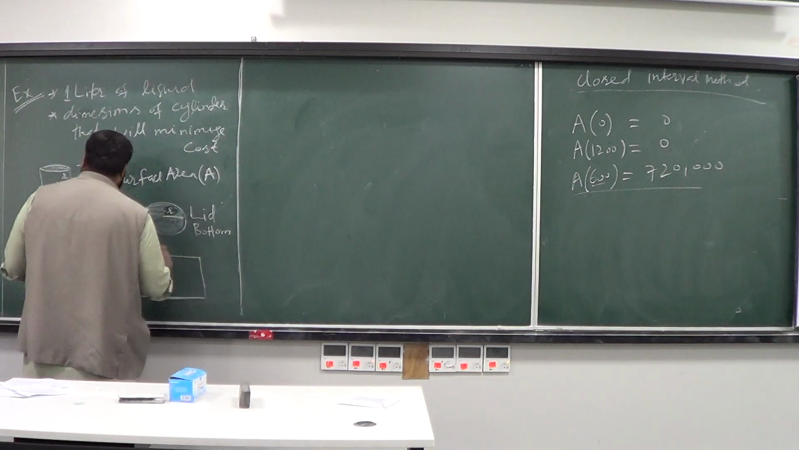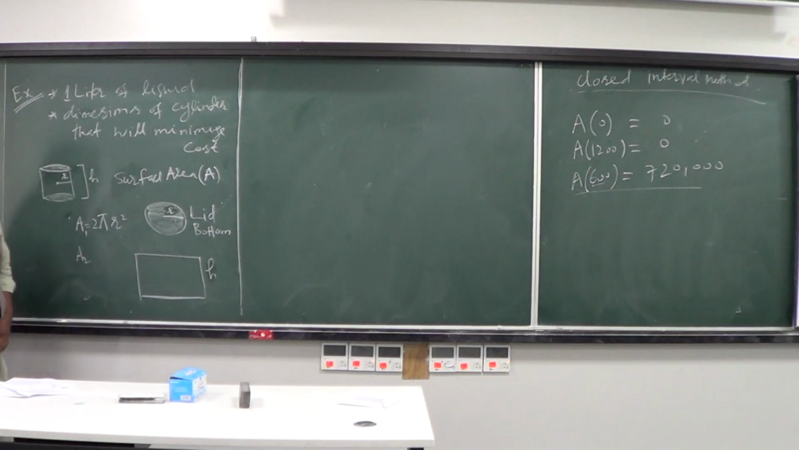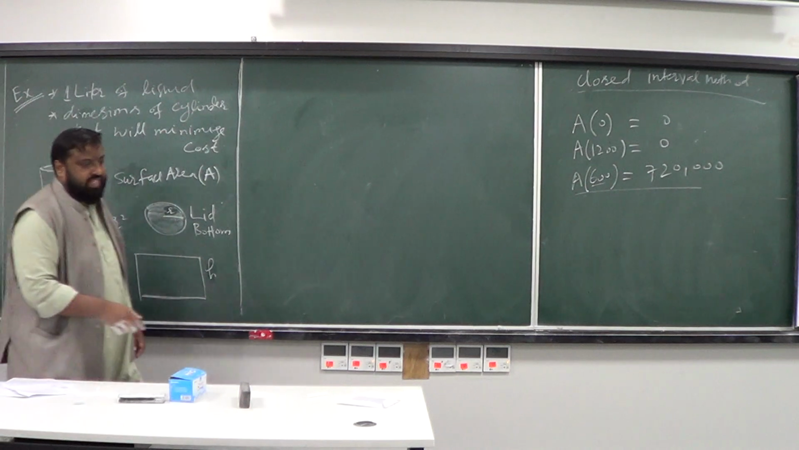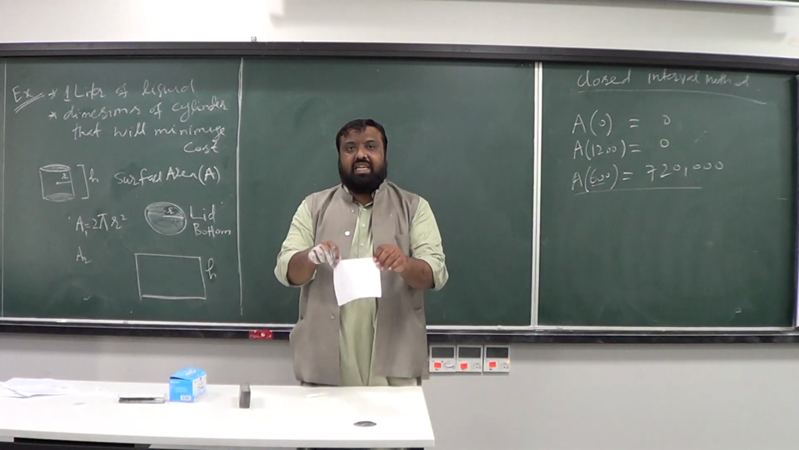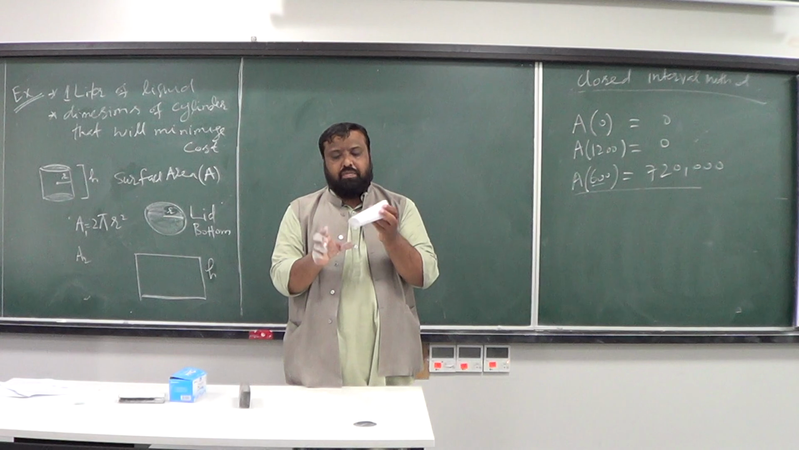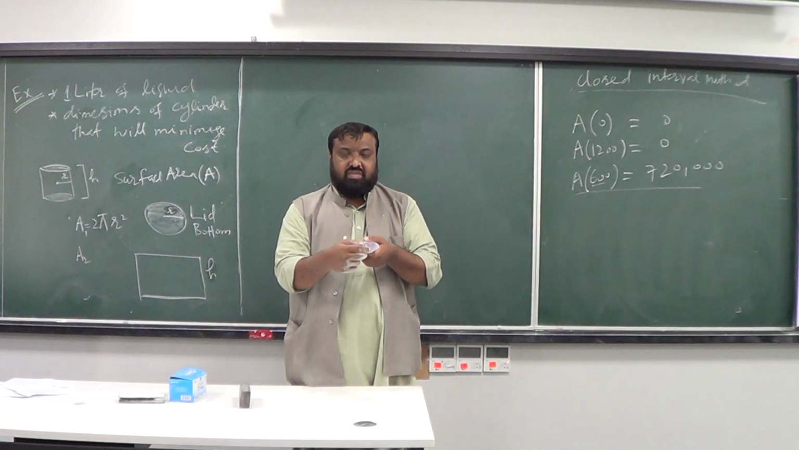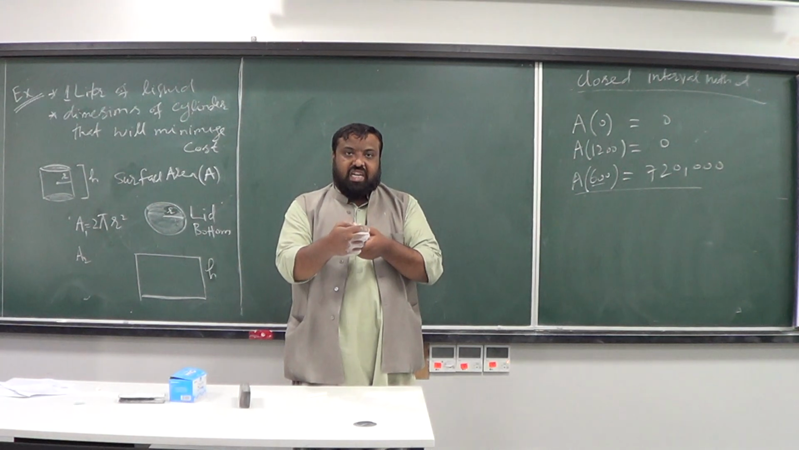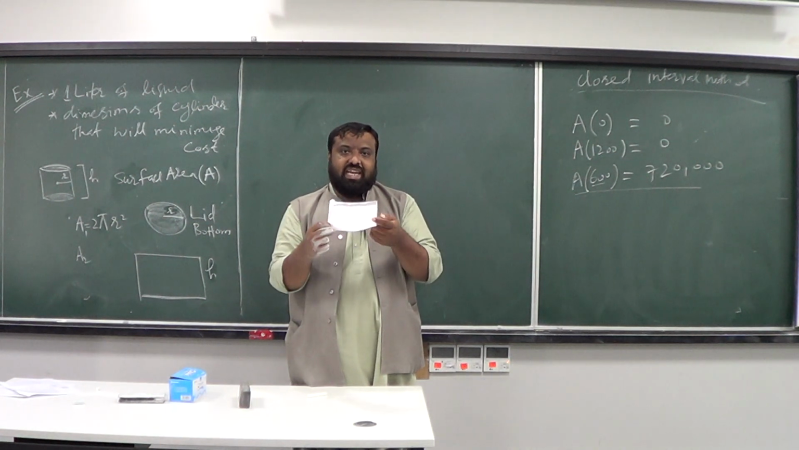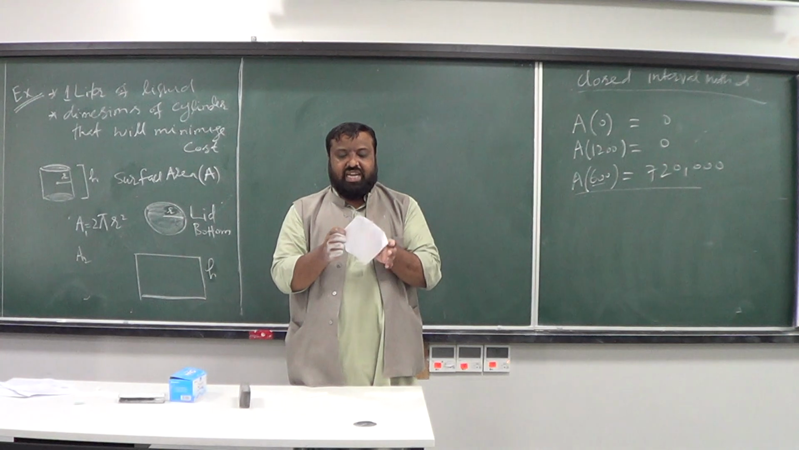This must be the height of the rectangle. And what should be this? If you make a cylinder out of this rectangle, what you're going to get is a circle. And whatever is the circumference of the circle is really the other dimension of the rectangle. So, rectangle.